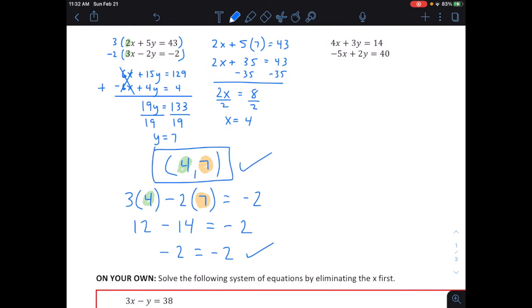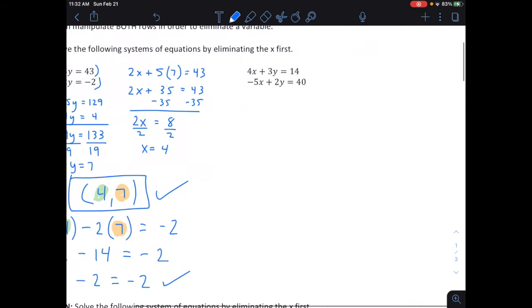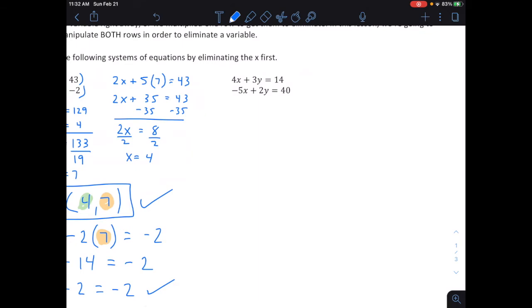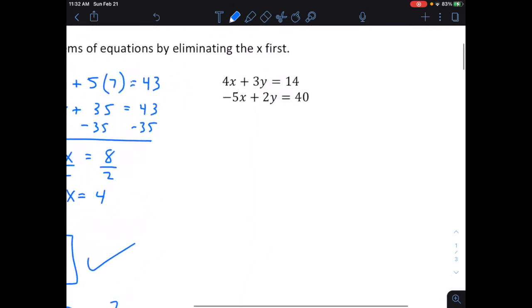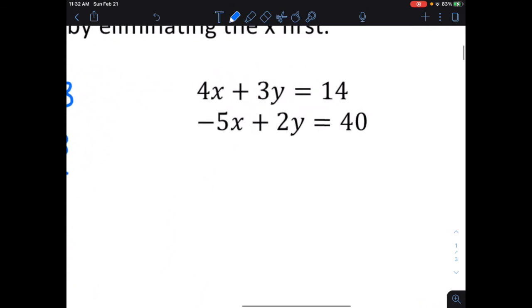All right, here we go. Next one. Very similar. We're going to eliminate the x. This one's kind of nice for eliminating the x because one's positive, one's negative. That means all I have to do is multiply the first equation by 5, the second equation by 4. So this time I've multiplied by both positive numbers because one was already negative.